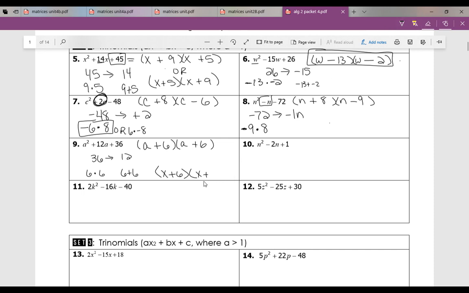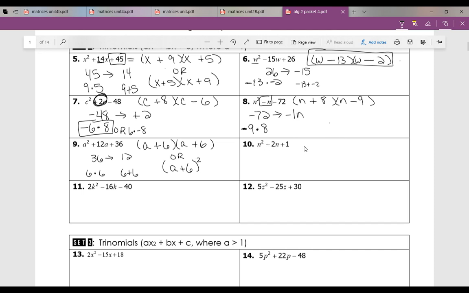Now, what makes it special is your factors ended up being exactly the same. So the only other thing that you could do is write A plus 6, not B, A plus 6 squared, since there are two of them. And you can only do that when the factors are exactly the same.